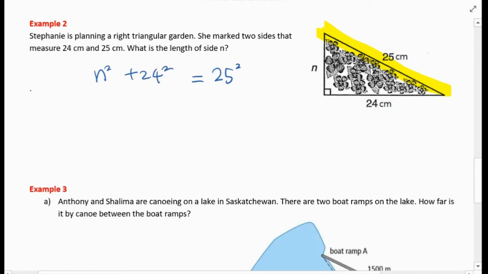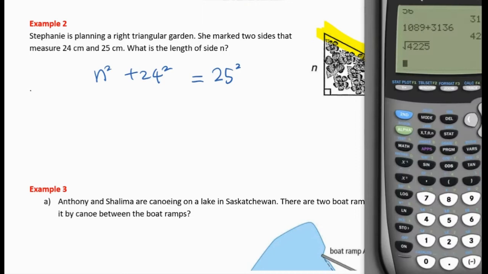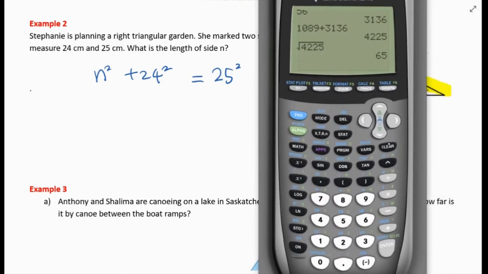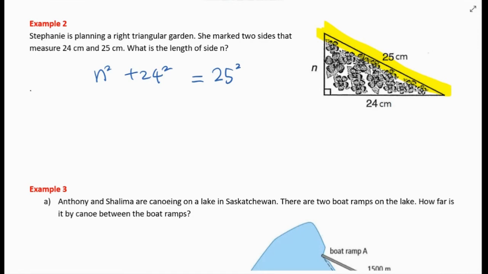Okay, now I want you to solve this problem by yourself. Go ahead, everyone. Alright, let's do it together. So we're gonna square 24. That is 576. 25 squared. So that is 625. And write it down. N squared plus 576 equals 625.